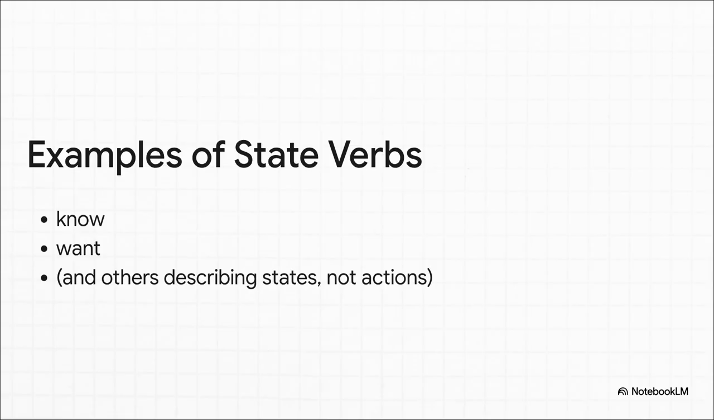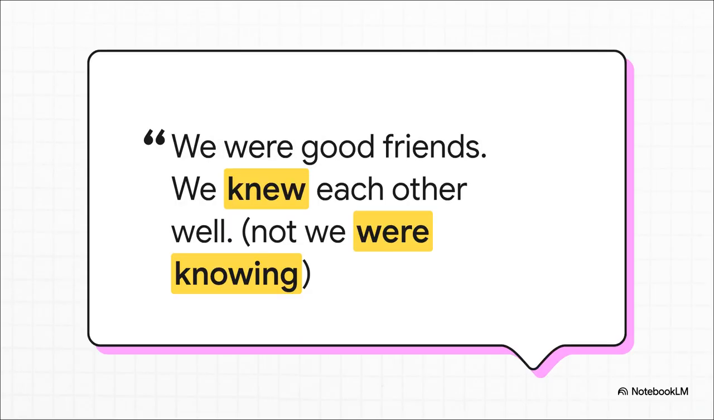You either know something or you don't. You want something or you don't. It's a state of being, not something you're actively doing over a period of time. For example, you would always say, "we knew each other well." Saying "we were knowing each other," it just sounds weird, doesn't it? That's because knowing is a state. Once you get a feel for this, you'll start noticing it all over the place.